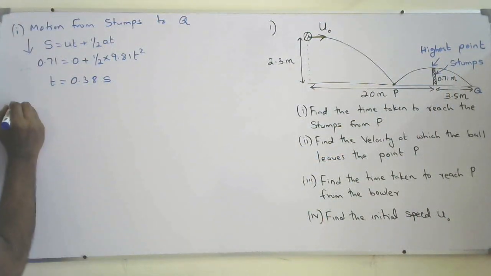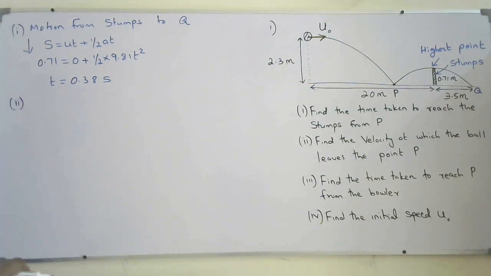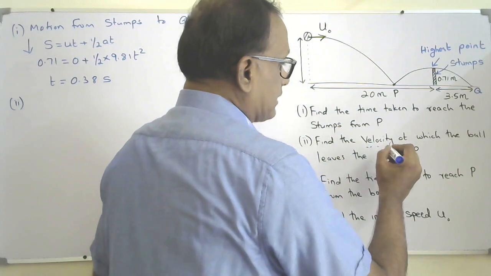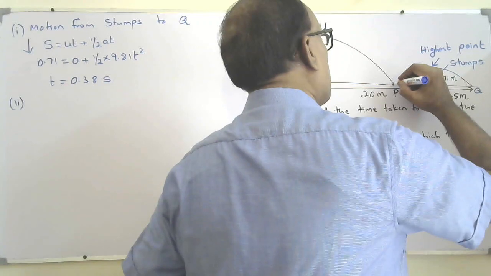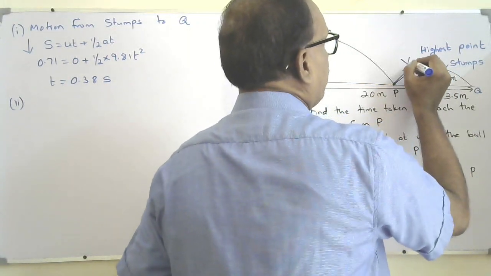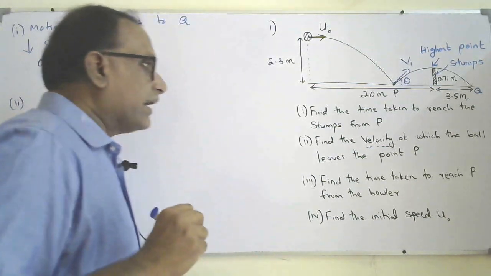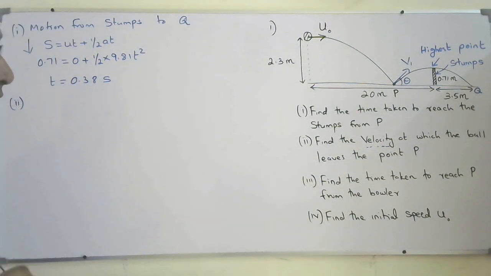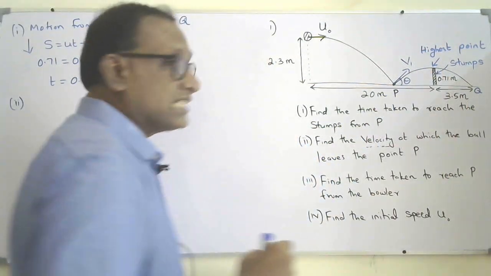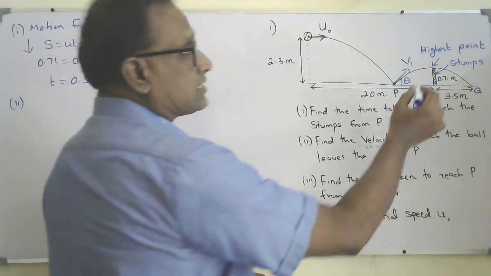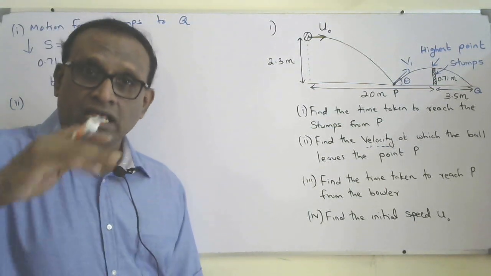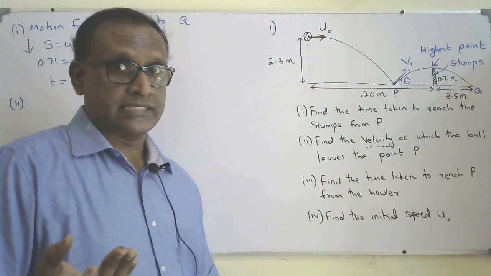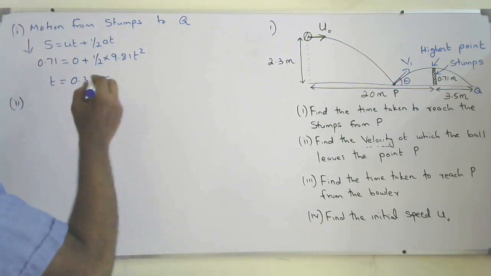Right. Second part. Find the velocity. Not speed; velocity means I should tell the direction, and we can give the direction in terms of angle. So the velocity at which it bounces off from the ground, I can say V1, at angle theta. Find the velocity at which the ball leaves the point P. For that, I know the vertical displacement 0.71 meters, and the vertical component of the velocity just above the stumps will be equal to 0 because it's the highest point.